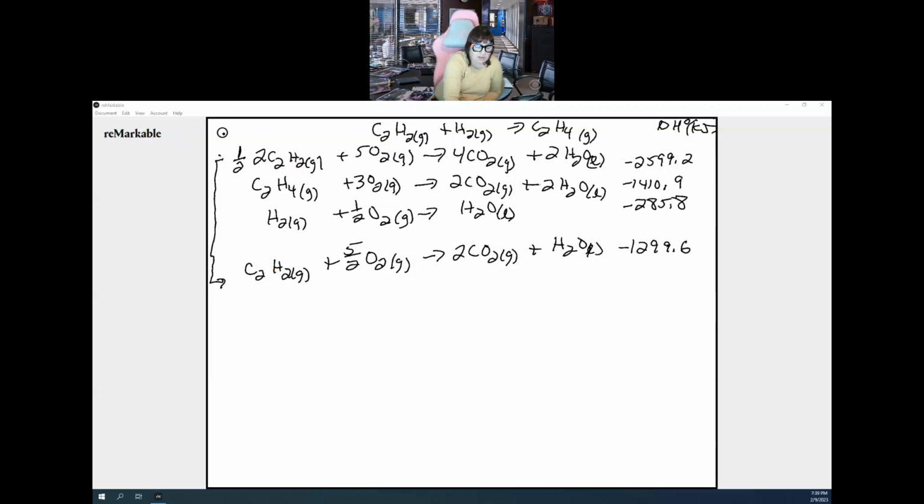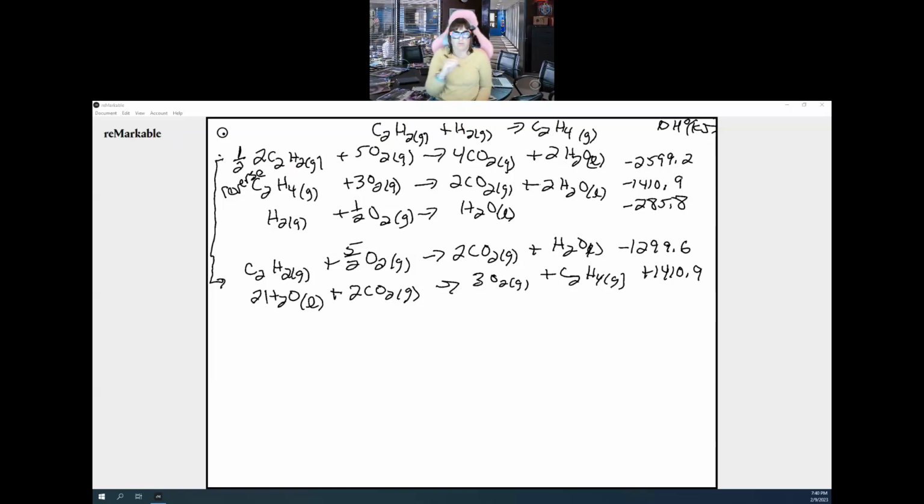The other thing I'm going to worry about next, because it's the next most complicated thing, is that C2H4 needs to be a product. I see C2H4 here as a reactant. It's not a product, so I need to reverse this equation. When I reverse that equation, I get 2H2O liquid plus 2CO2 gas gives me 3O2 gas plus C2H4 gas. And since I reversed that, that's going to be plus 1410.9.